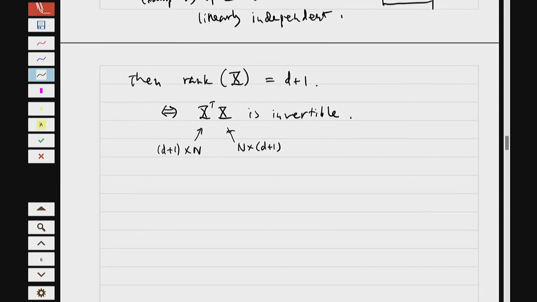So this one is a d plus 1 by d plus 1 matrix, and it has rank d plus 1. So it's a full rank matrix, therefore it is invertible. You can safely invert it with no problem.